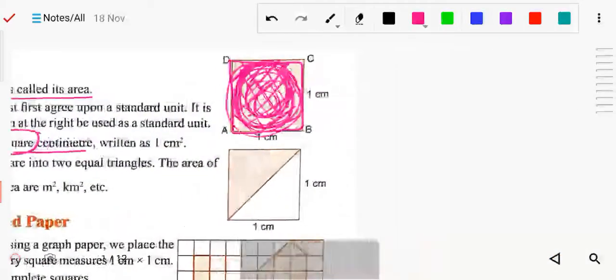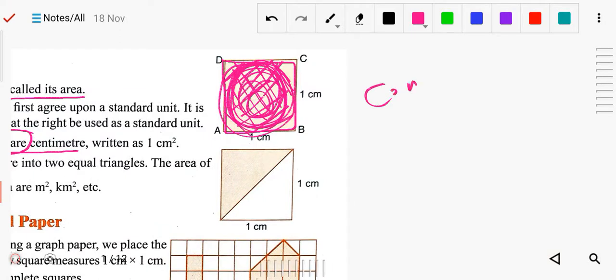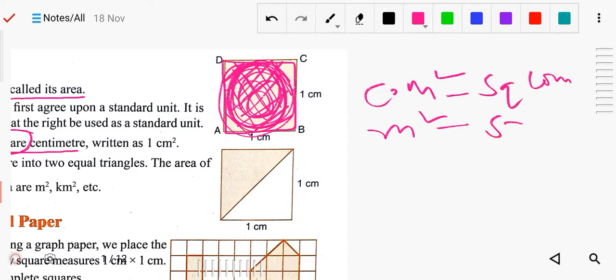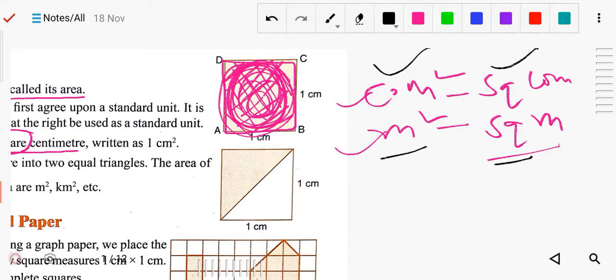You can write it like this: centimeter square, or meter square, or you can write it like this: square centimeter, or square meter. Both are correct. Either you can follow this method or this one, but you have to write the area in square. Got it?